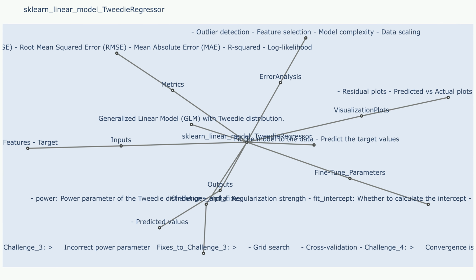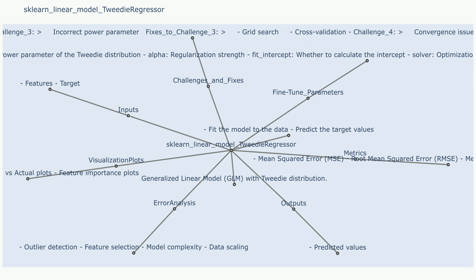Solver specifies the optimization algorithm used to estimate the model parameters. Uncertainty methods. Confidence intervals provide a range of values around the predicted value that represents the uncertainty in the prediction. Prediction intervals provide a range of values that captures a certain level of confidence, e.g., 95%, that the true value falls within.